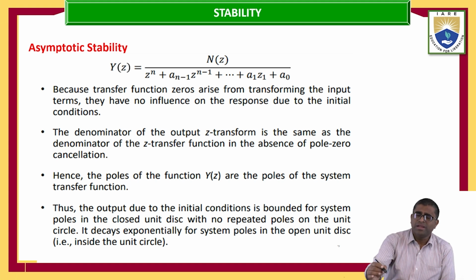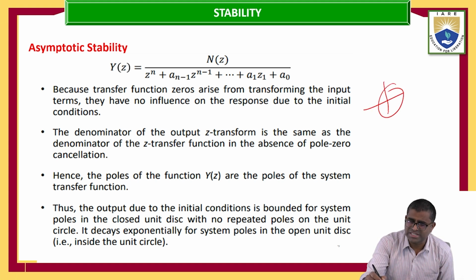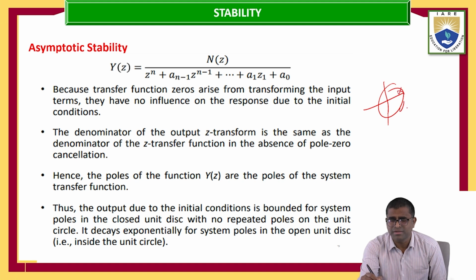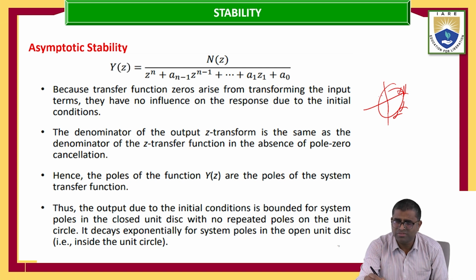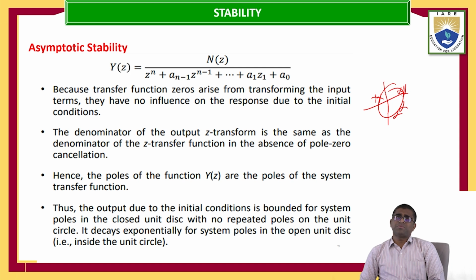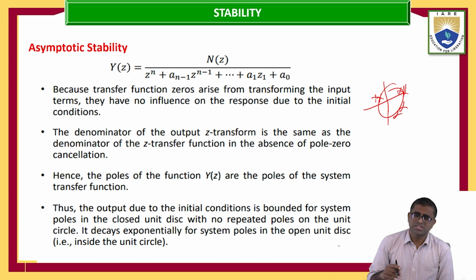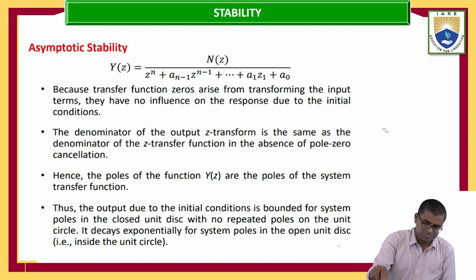I already explained this in yesterday's class. If any poles are repeated on the unit circle, at one place only, for example, if one pole is here and another pole is in the same place, that is marginally stable with repeated poles. If it is not repeated, that is asymptotically stable.